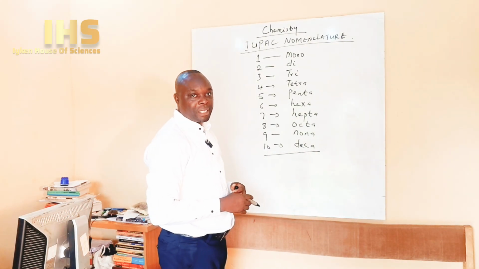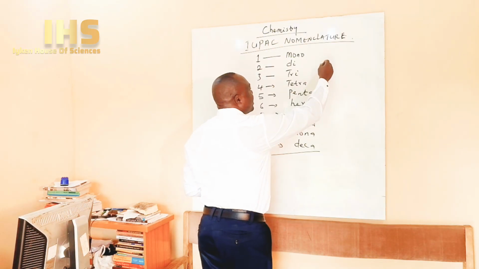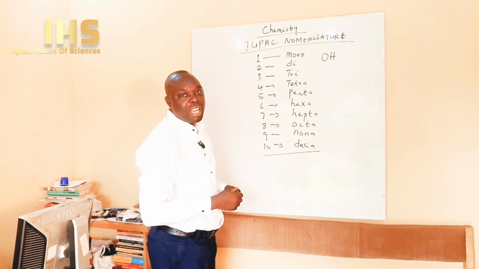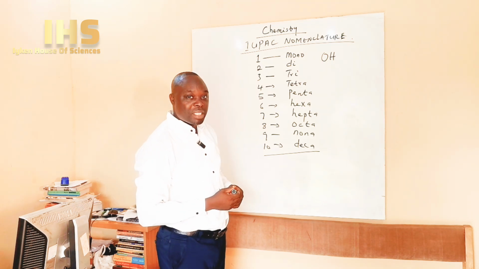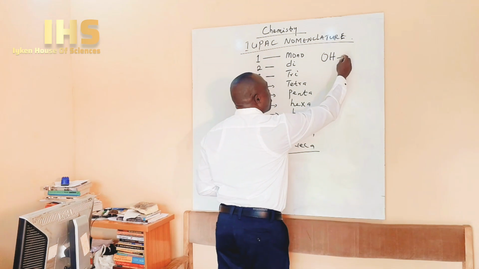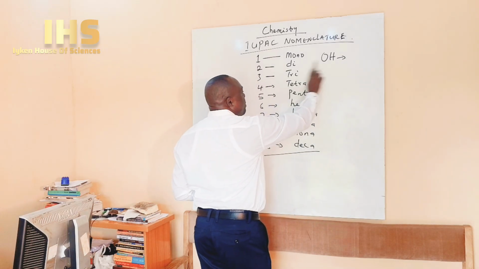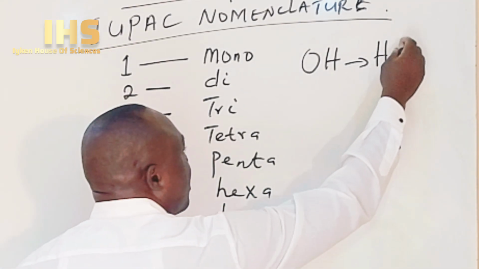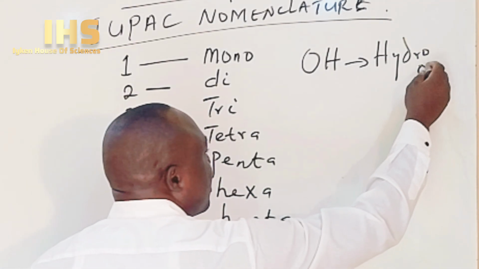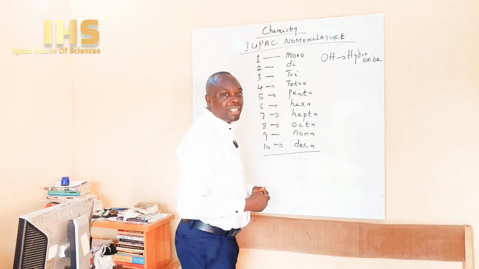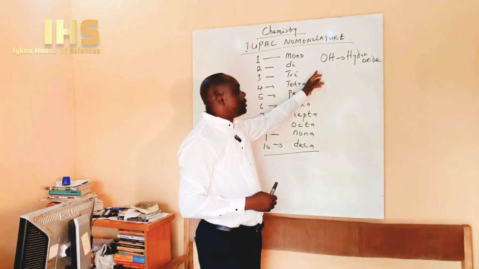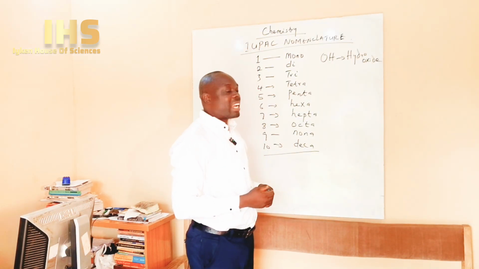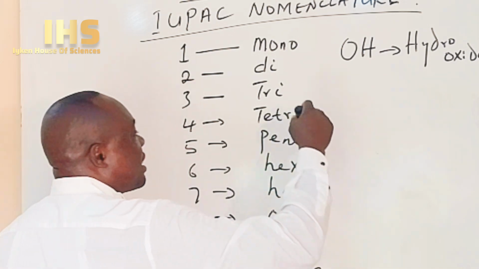Step two is this. When you see OH in chemistry, we are talking of how to name things now, OH means hydroxide. Hydroxide means it contains the elements hydrogen and oxygen.